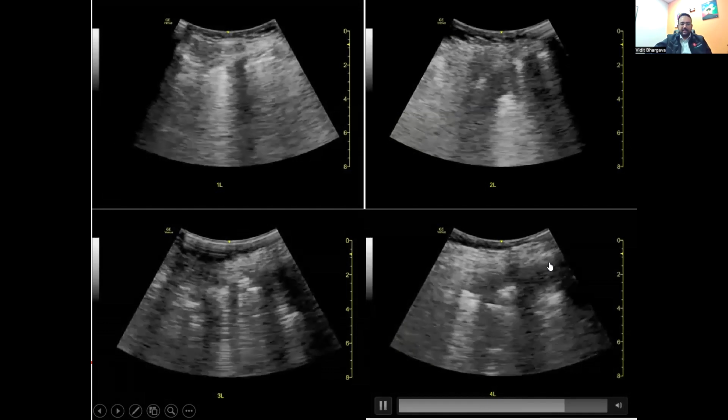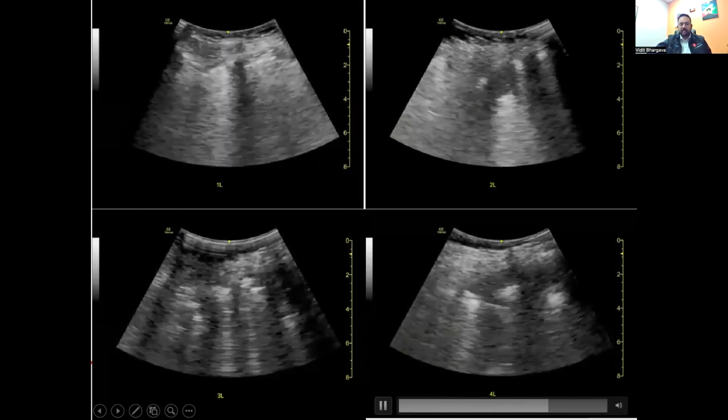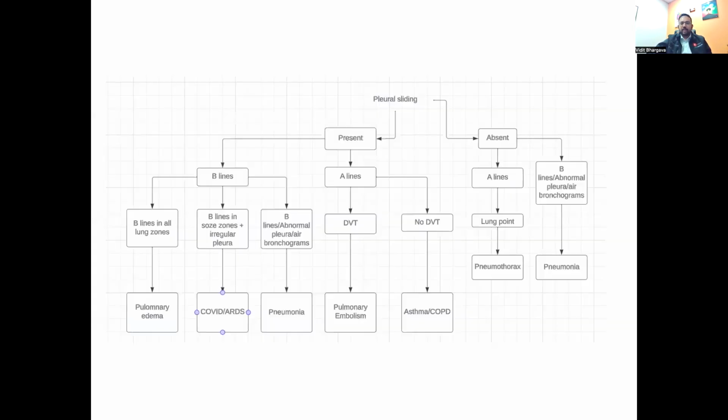Having seen all of the pictures in the right and the left lung zones, let's think through how we could systematically approach it. The first thing that I think about when I'm examining these patients is looking at pleural sliding.